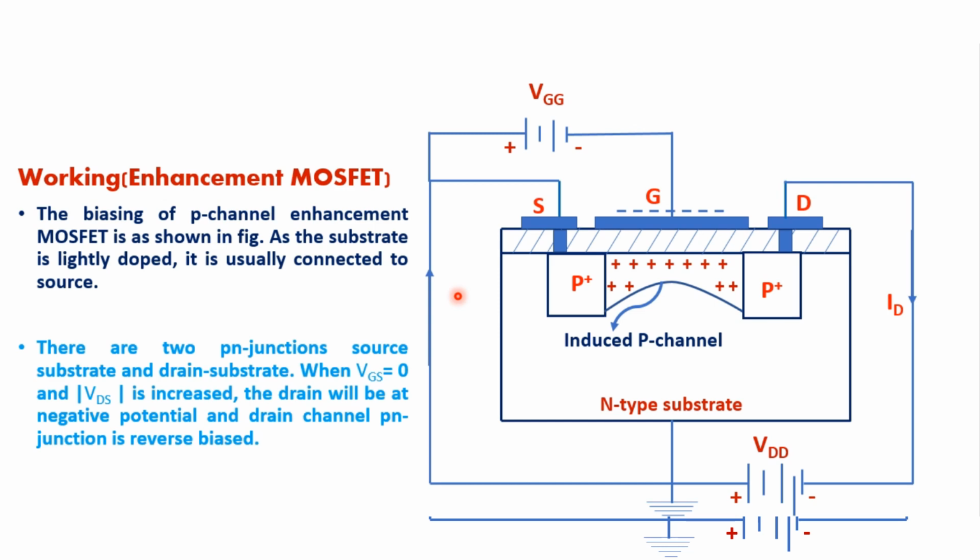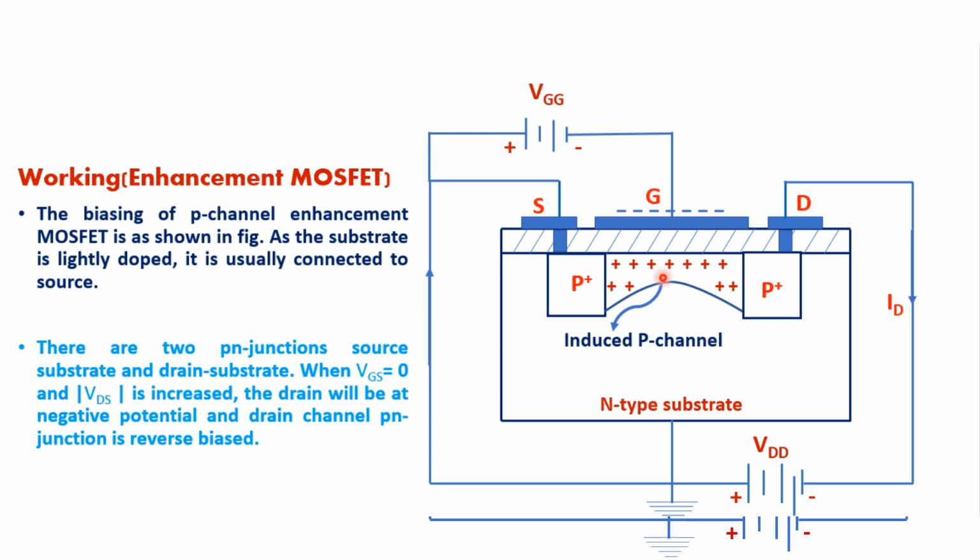There are two PN junctions, source-substrate and drain-substrate. So when gate to source voltage is equal to 0 and the magnitude of drain to source voltage is increased, the drain will be at negative potential, and hence the drain-channel PN junction is reverse biased.